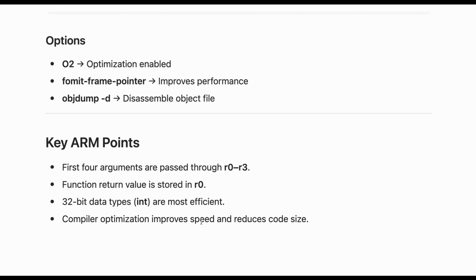Here are the key ARM points. First four arguments are passed through R0 to R3 registers. Then the function's return value is stored in R0 and 32-bit data types like int are most efficient. And compiler optimization improves speed and reduces code size.